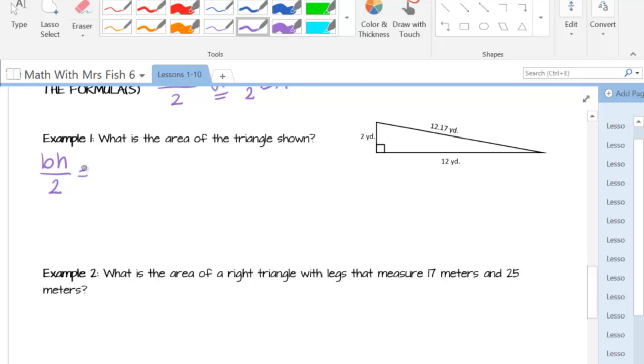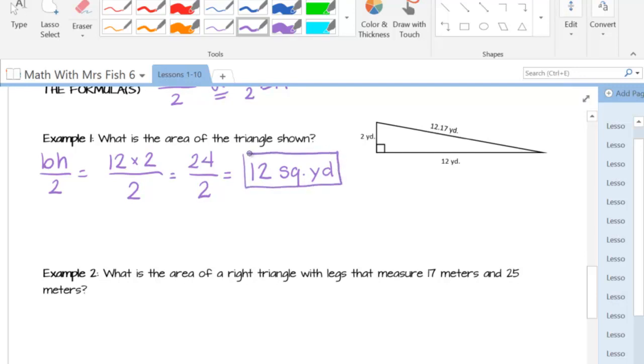And we're going to plug in. We can see the base is 12. The height is 2. And we're going to divide by 2. Showing our work, we see 24 divided by 2, which is 12. Because it's area, we're going to put square yards. And that's the answer. The area of the triangle is 12 square yards.